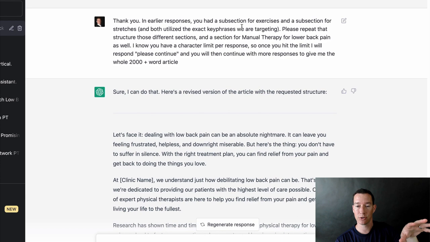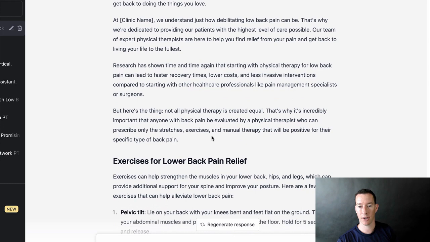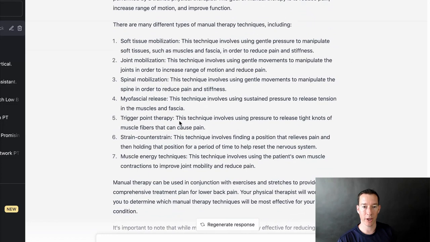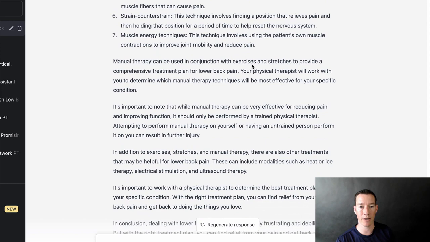And so we have this nice, kind of emotion-provoking intro. And then we have these subheaders: exercise for lower back pain relief, stretches for lower back pain relief. Please continue. Then we got this manual therapy section. We would probably edit and put manual therapy for low back pain as a subheader there. And then it finishes out really strong, and that's what we ended up with.